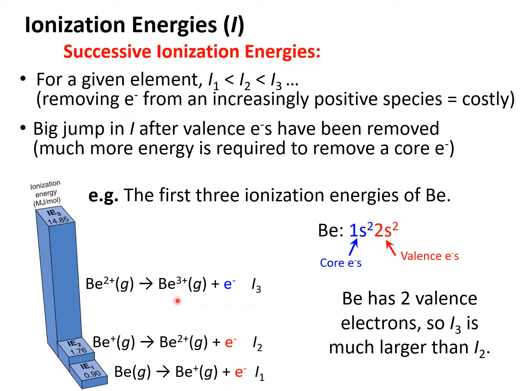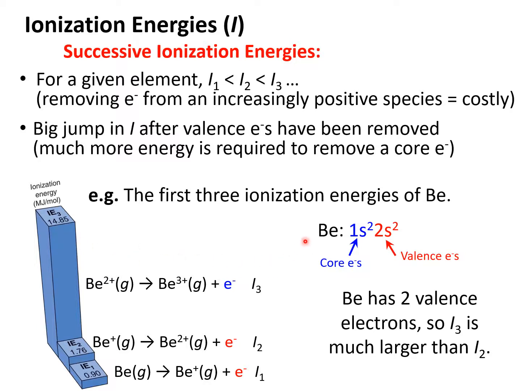So, for a given element, the ionization energies increase as we move from the first to the second to the third ionization energies. This occurs because removing an electron from an increasingly positive species is energetically unfavorable, or difficult to do. However, you'll notice that in some cases there is a large increase in the ionization energy.